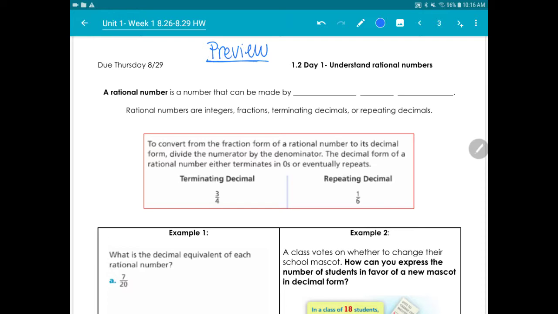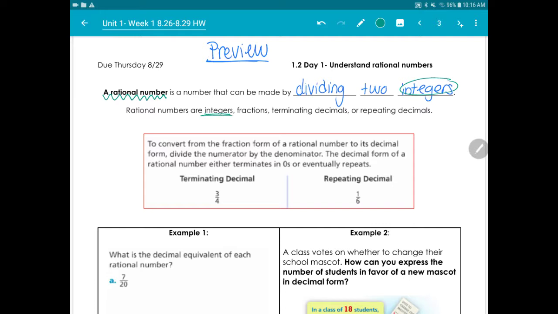So a rational number is a number that can be made by dividing two integers. Okay, so we've been talking about real numbers, and in the past few days we've talked about integers, and now we're going to transition to talking about rational numbers. And rational numbers are still real numbers, they're just a part of them. So what are rational numbers?